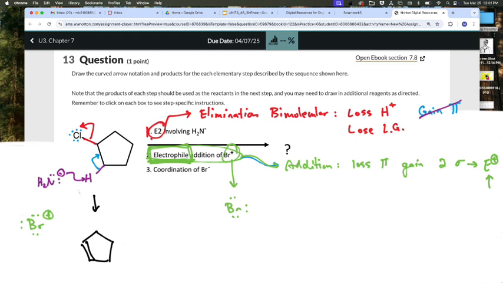So what can I do? I go from my pi bond and I point the electrons at that bromine. What does the resulting structure look like? Draw it out.